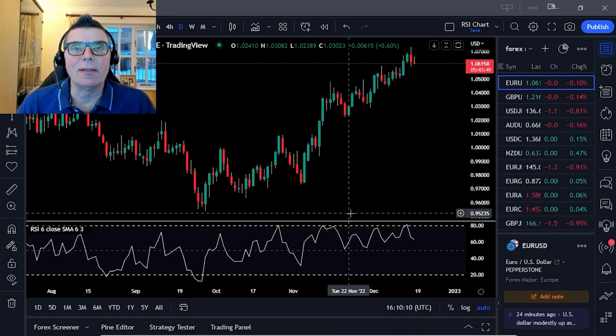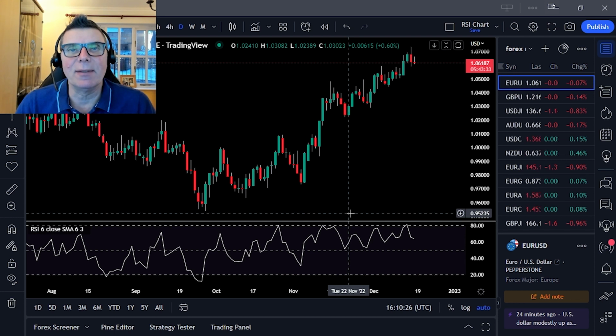Now, I will look at it and I'll use divergences. So the key point here is I'm looking for the divergences. I'll show you what a divergence is in a moment, but I'm looking at them where the bigger time frames are still in the favor of the direction I'm looking for the price to move.